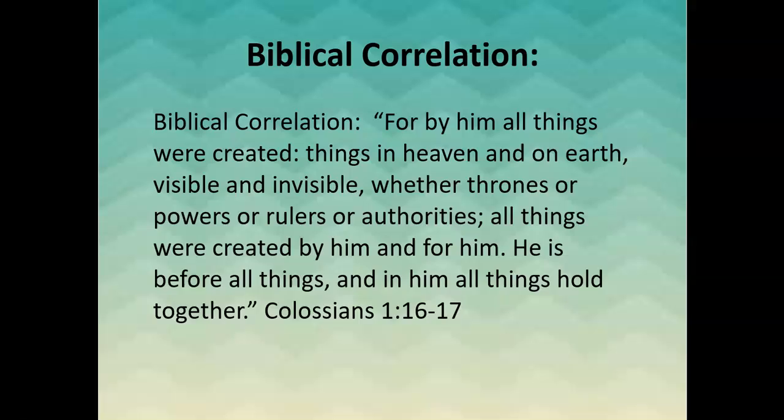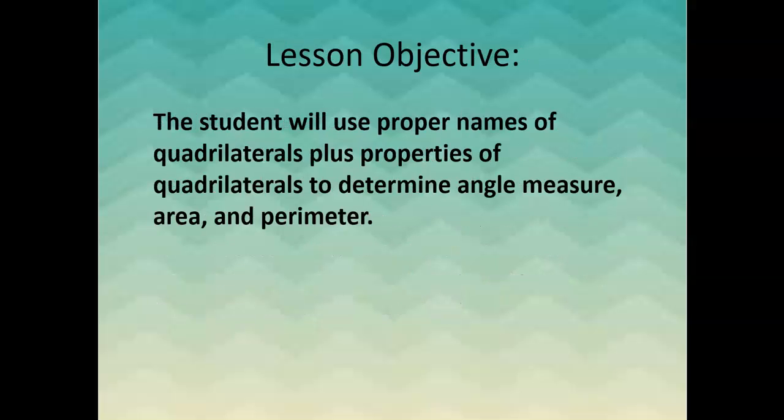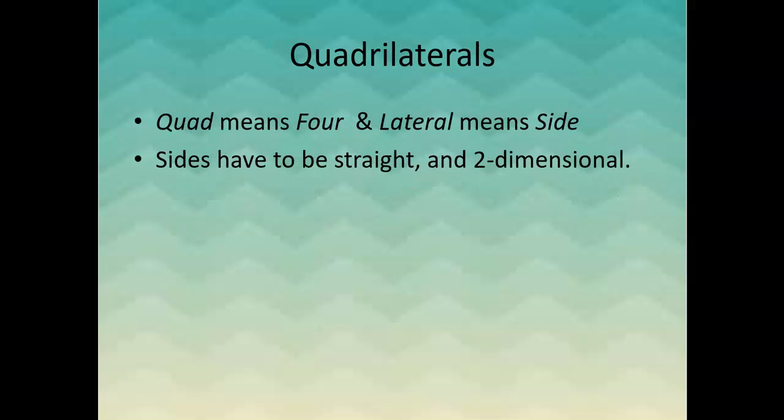So we looked at triangles last class. Let's take a look today at quadrilaterals. Your objective for today, you will use the proper names of quadrilaterals plus the properties of quadrilaterals to determine angle measure, area, and perimeter. Now, we looked at the proper names of quadrilaterals already in a previous lesson, so we're just going to review those today and then talk about how we can figure out missing angle measures, area, and perimeter.